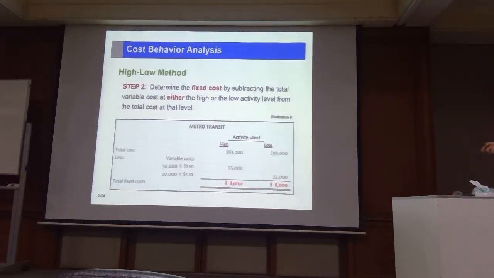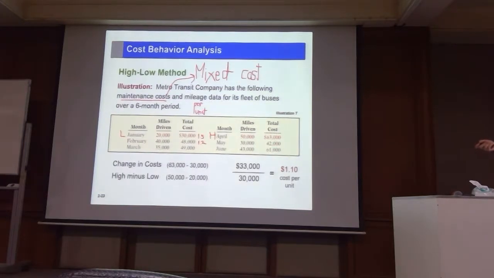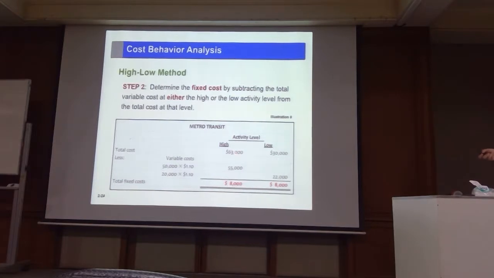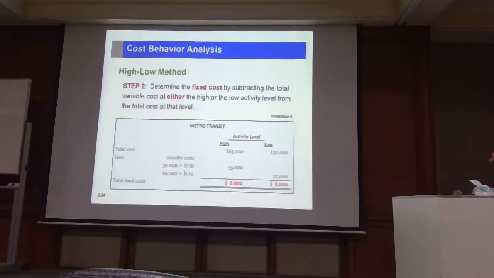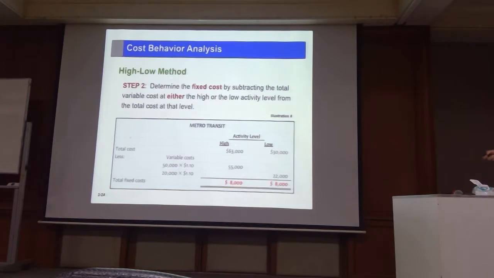Let's say at the highest level of activities, the total cost equals 63,000, right? And we know that within 63,000, the variable portion equals 1.1 multiplied by 50,000 miles driven, right? So this is the variable portion. As a result, we can find the fixed portion equals 8,000. So this is at the highest level. How about at the lowest? You will get the same answer.